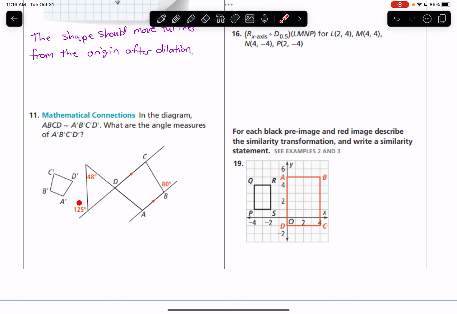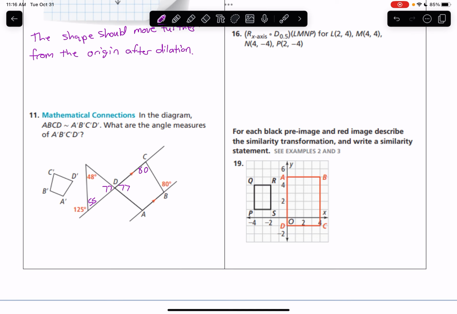I know that if this is a 125-degree angle, then we have a supplement here that's 55. And I know that if a triangle has 180 degrees in it, and this is 48 and this one's 55, we can do 180 minus 48 minus 55, and that will give us 77 degrees for D. I see some vertical angles, so I know the other side of D is also 77 degrees. I can see that this is an 80-degree angle, and I have parallel lines. So this angle up here is an alternate interior angle with 80, so that means it's also 80 degrees. Not 88, but 80.